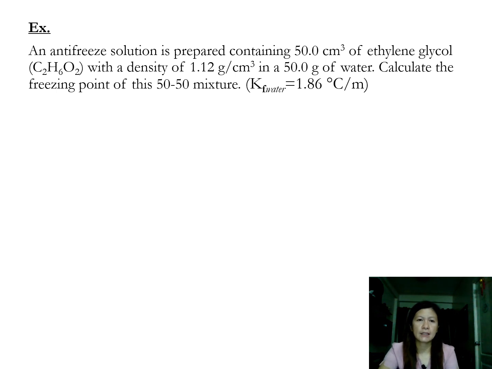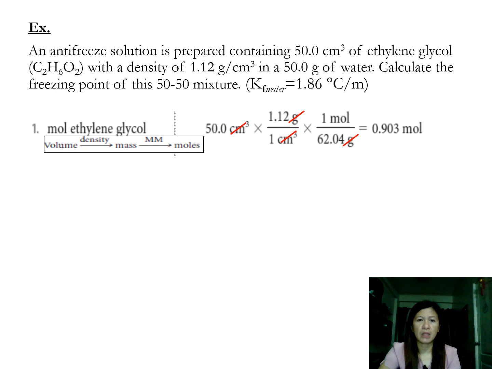Let's have this simple problem. An antifreeze solution is prepared containing 50 cubic centimeters of ethylene glycol with a chemical formula C2H6O2, with a density of 1.12 gram per cubic centimeter, in 50 grams of water. Calculate the freezing point of this 50-50 mixture. The given freezing point depression constant of pure solvent water is 1.86 degrees Celsius per molal, which is also indicated in the table in the previous slide.